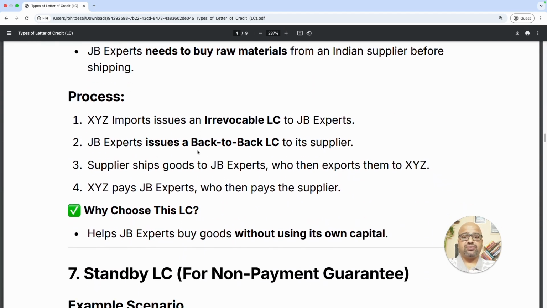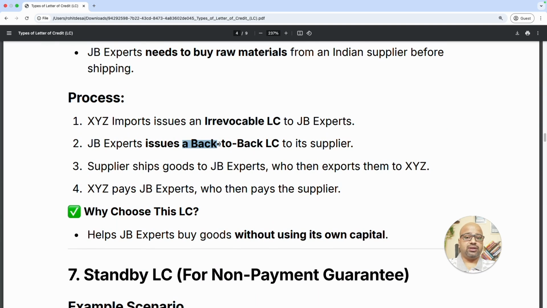The bank will ask for collateral. The LC itself is the collateral. So you are giving me the LC based on my previous LC. There are no other collaterals here. If that LC is not honored, this LC will also not be honored. So that's how the whole thing works.